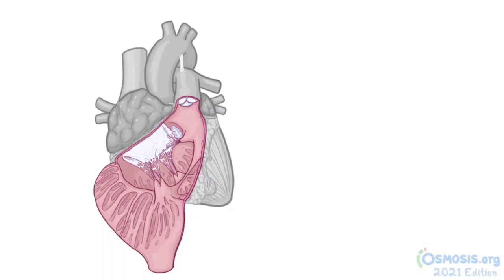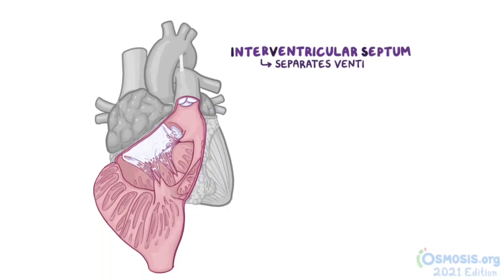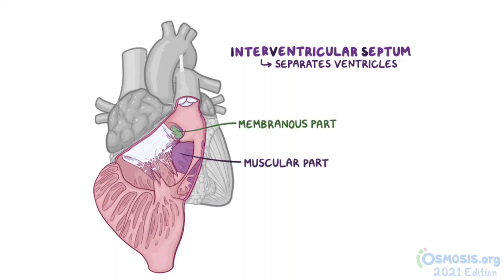Hang in there. The intraventricular septum, or IVS, separates the 2 ventricles and forms a part of the wall of each ventricle. It's made up of muscular and membranous parts. Now, the muscular part of the IVS is mostly part of the left ventricle, so it's 2 to 3 times thicker than the rest of the right ventricle.